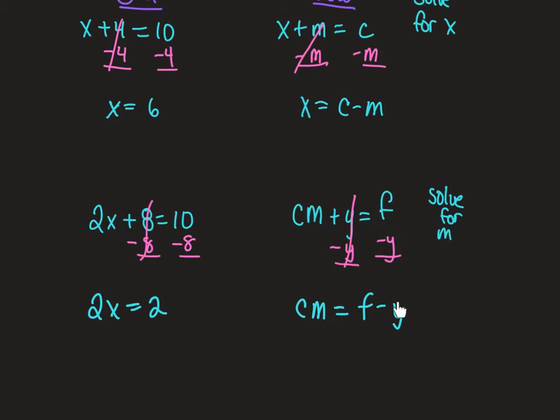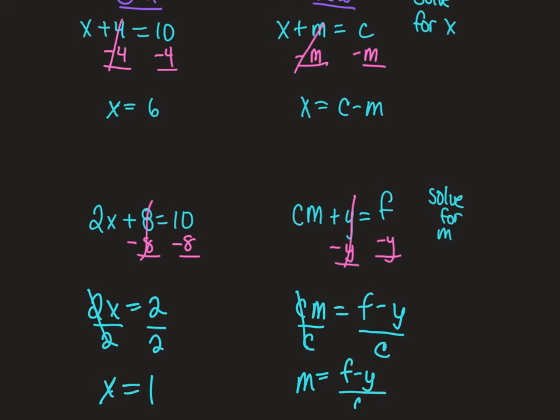Instead of writing them up and down, I'm just going to write them sideways. Now I want to get rid of the 2 by dividing. I want to get rid of the c by dividing. It's gone. X is an actual number. It's gone. M is equal to f minus y, all divided by c. All we've done is rearrange things. We've moved things around.